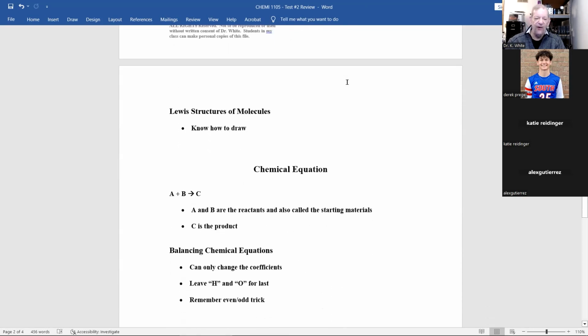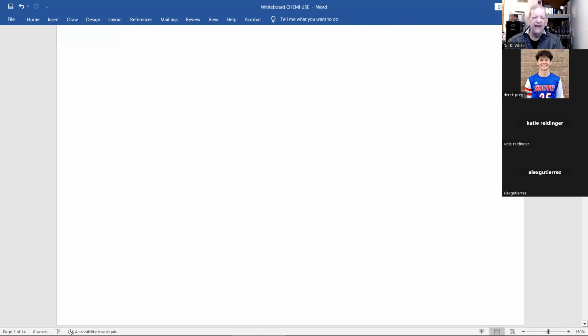Now, you should know how to draw a Lewis structure for molecules. And there again, we use valence electrons.